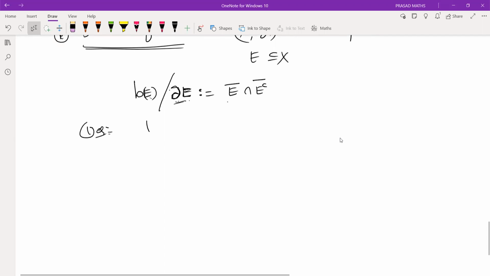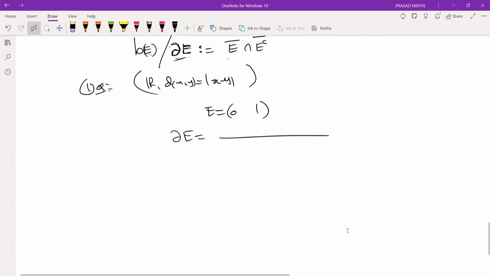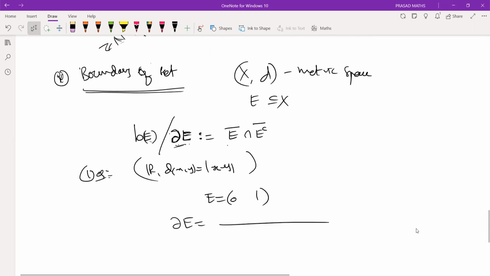Right? Suppose you take R with respect to the usual metric for understanding purposes. Suppose I take this open interval 0, 1 for simplicity. What is the boundary of this set? What I'm telling you is that the boundary of a set is nothing but the closure of the set intersection with the closure of the complement. Yes or no? So therefore, the boundary of a set means the closure of the set intersection with the closure of the complement.